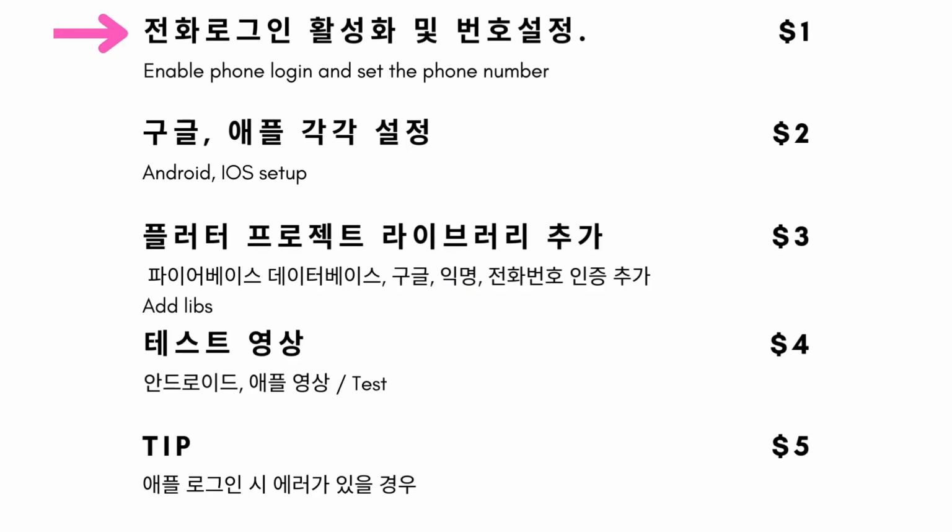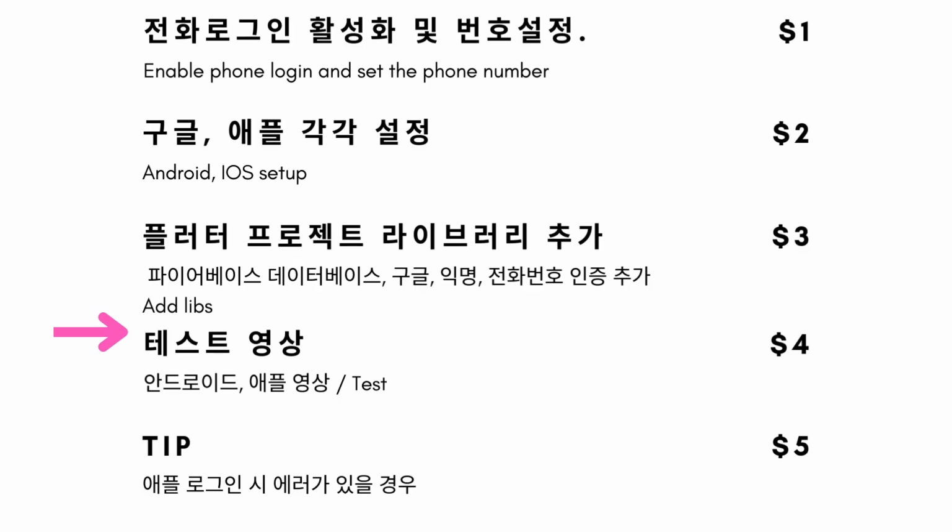Of course, we need to enable phone login in the Firebase project, so we'll start with that. Then, I will show you how to set up the test number. Afterward, we need to configure the settings for both Android and Apple, and I will walk you through those steps. Next, for phone login, we need to include a library that shows global country codes, as phone login is now used worldwide, not just in Korea. I'll also introduce a few tips, and finally, we'll test it out and wrap up the video.